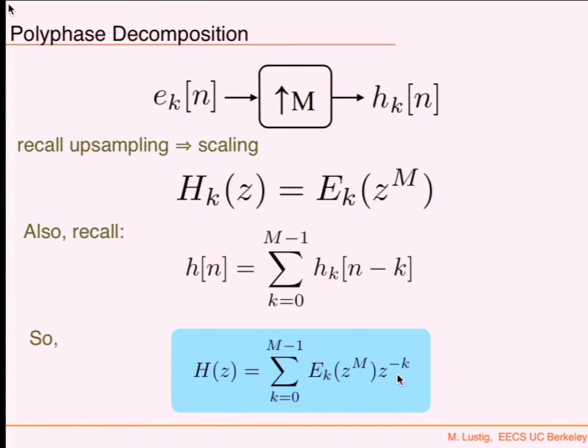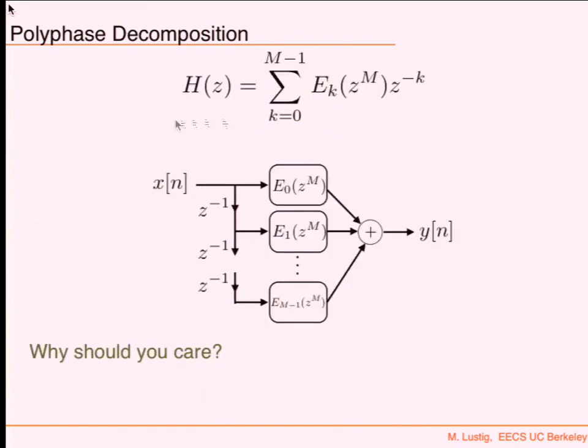Now what I'm going to do is write it as a flow diagram. The same operation as filtering with h of z, I can do this polyphase decomposition by taking x of n and then filtering with E0 of z to the power of m, then delaying it by one sample and filtering with E1 of z to the power of m, delaying by a sample and so on, and filtering by E M minus 1. And then add the result. So all of this is equivalent to h of z, just from this formulation.